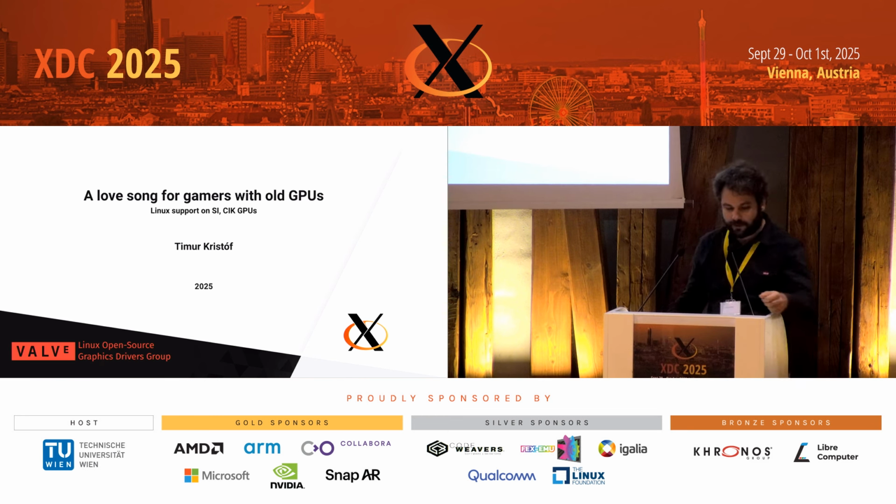Hi, I'm here to talk about old GPUs. For context, this is about the very first GCN GPUs that were released about 10 years ago. I think the first one was released in 2013, but they kept selling and making new cards out of those chips until 2019 or so.